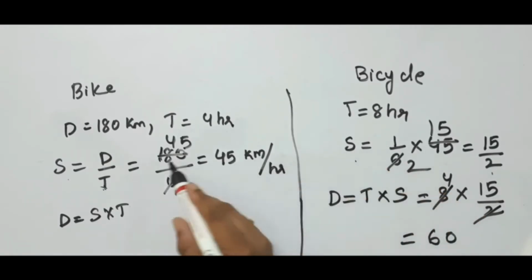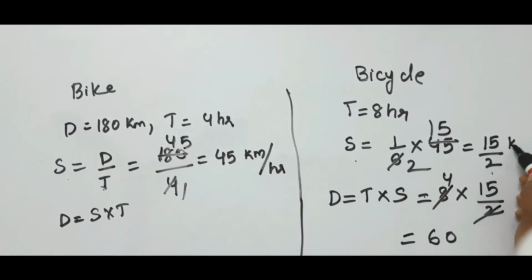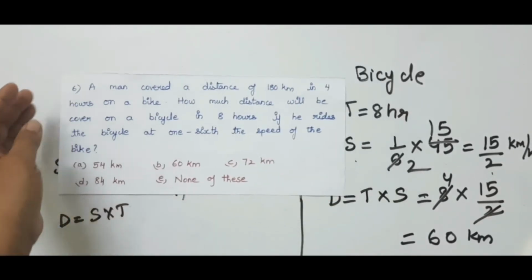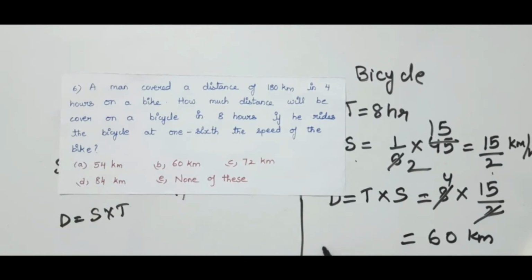As the speed is in kilometer per hour, the unit of distance is kilometer. Is it not? So we got the distance as 60 kilometers. Option B is the right answer.